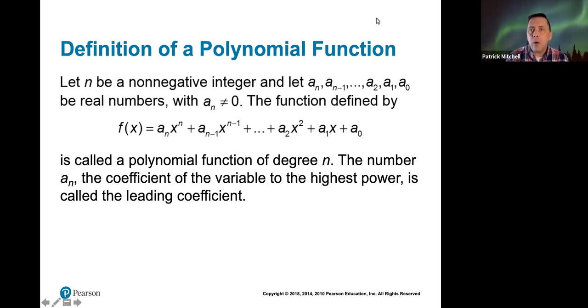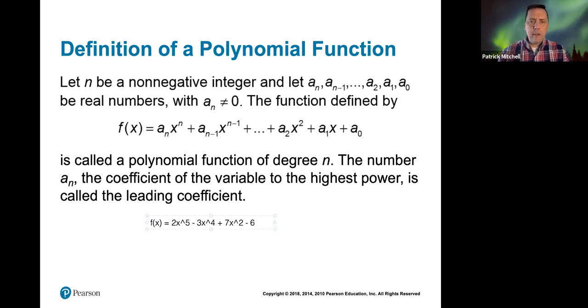So I want to convince you that this is a lot simpler than it looks by just showing you a couple of examples. All this is really saying is that we are adding together a bunch of powers of x with some numbers attached to them. So one example of a polynomial function would be something like 2x to the 5th minus 3x to the 4th plus 7x squared minus 6.